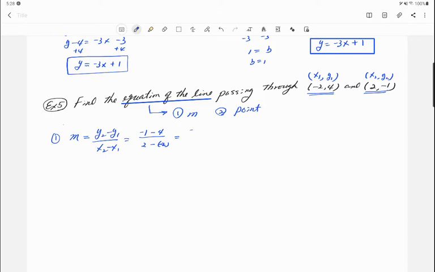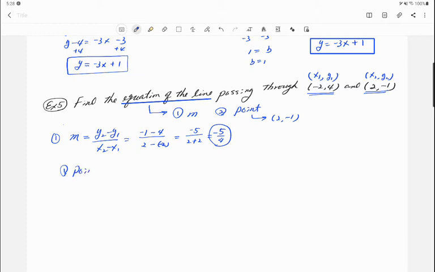Okay, then negative 5 over 2 plus 2 is 4. So the slope is negative 5 over 4, right? All right, so a point. Which point do you want to use? Any point is okay. So let's use 2 and negative 1. It doesn't matter, anything is fine. Then we can use either the point slope formula or the slope intercept formula. Let's use the point slope formula.